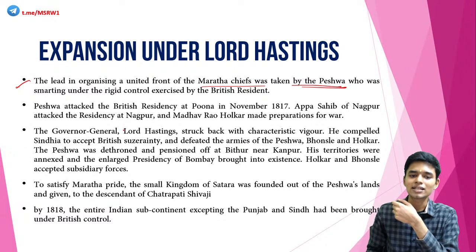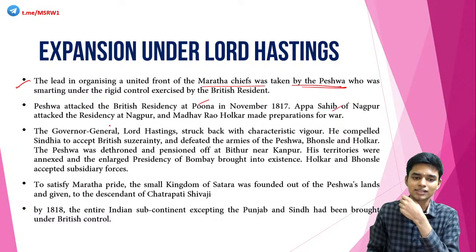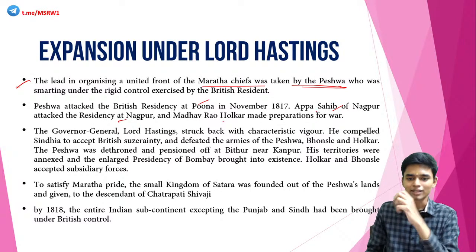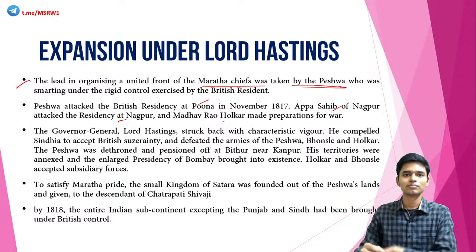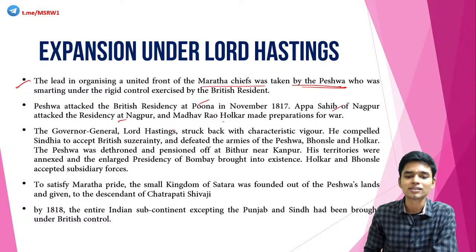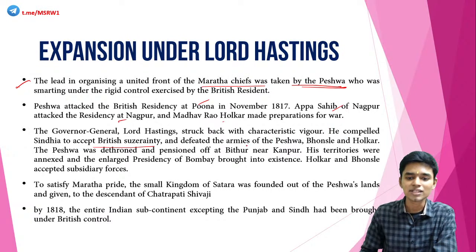And the Peshwa attacked the British residency in Pune. Appa Sahib attacked the residency in Nagpur. Madhav Holkar prepared for war. Together they tried to subdue Britain. But the Governor General Lord Hastings was pretty good in commanding an army, a very good leader. He compelled Scindia to accept British suzerainty, and defeated the armies of Peshwa, Bhonsle and Holkar.